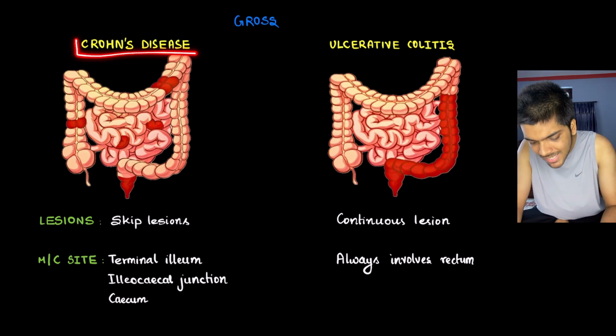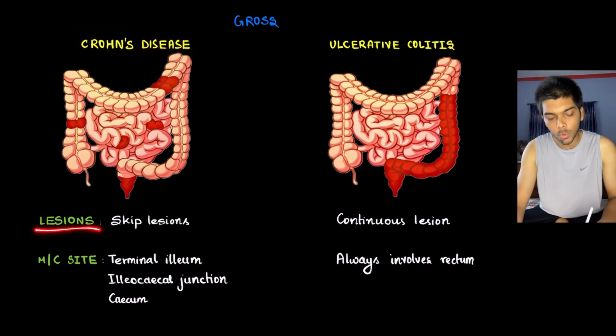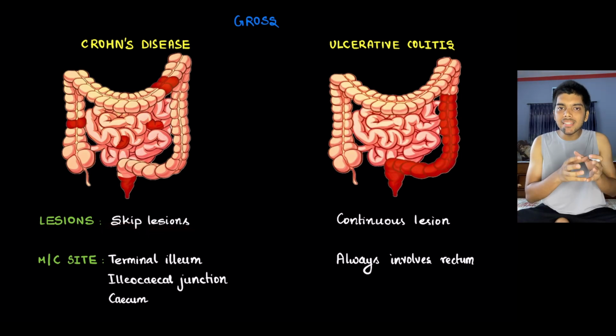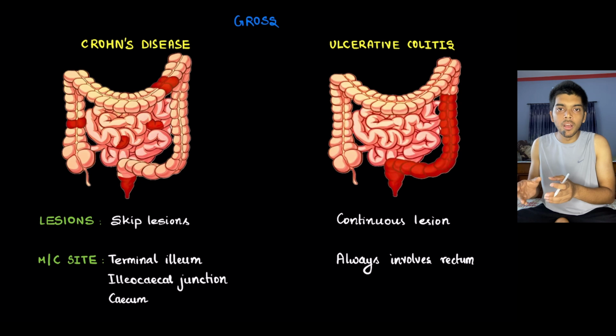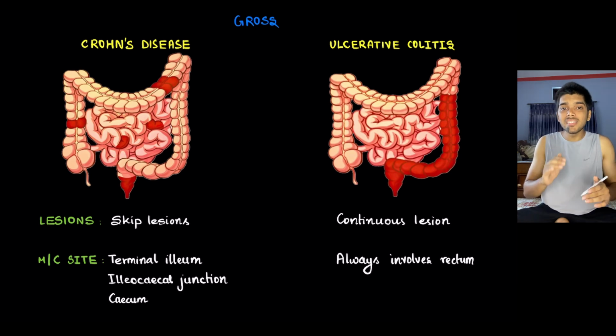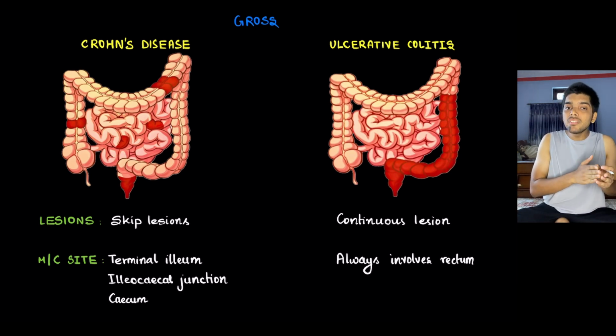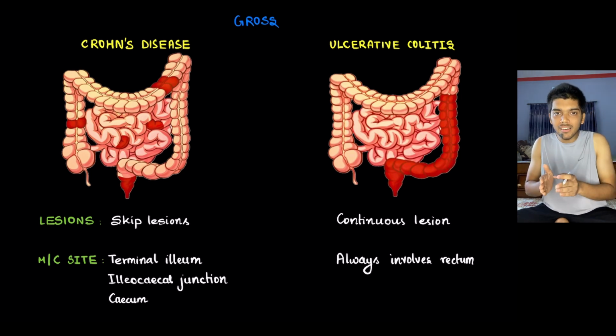In Crohn's disease, we have skip lesions. That is, a part of the intestine has lesion, then there is a normal part of the intestine. Again, there is lesion, again normal part, again lesion, and then normal part. That means the lesion is skipping over normal parts of the intestine. The lesion is not continuous.